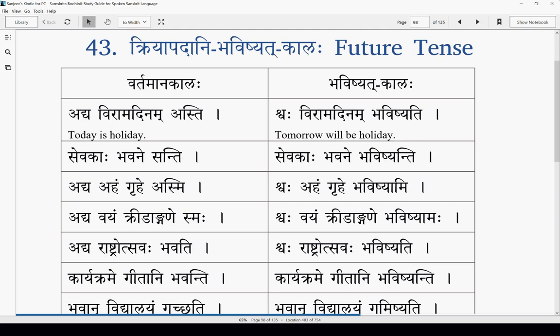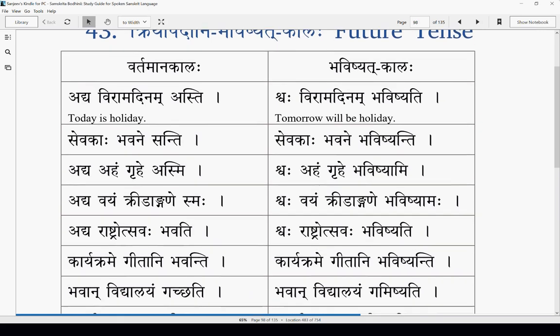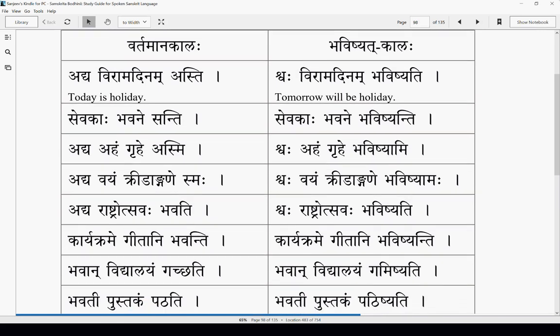Okay, kriyapadani bhavishyat kala, future tense. Vartamana kala examples are given in the left column. On the right side we have bhavishyat kala, future tense. Adya viramadinam asti, shvaha viramadinam bhavishyati. So today is a holiday, tomorrow will be a holiday. So asti changing to bhavishyati.